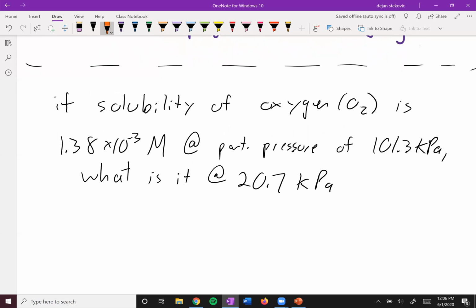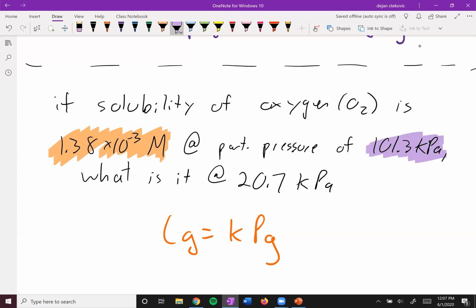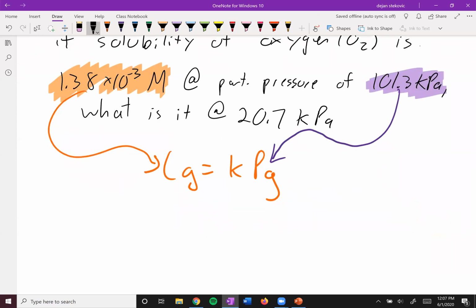So you want to start off with your equation Cg equals K Pg. We're taking a look at oxygen, and we see that the solubility is 1.38 times 10 to the negative third molar. Remember, that's in units of moles per liter, so it's a concentration unit. We're talking about solubility, so that makes sense. And then at a pressure of 101.3 kilopascals. So we need to take this number, plug it into our Cg, and take this number and plug it into our Pg.